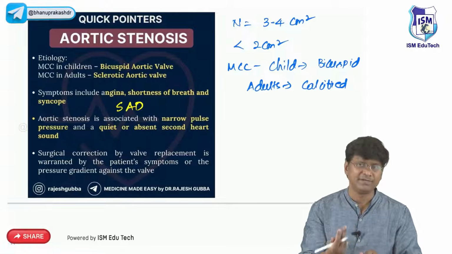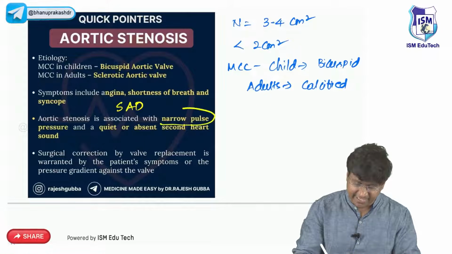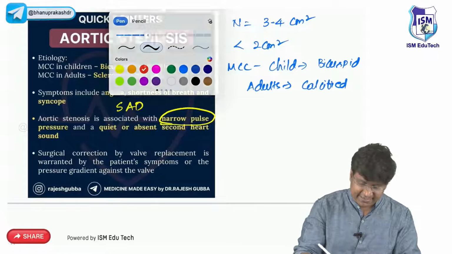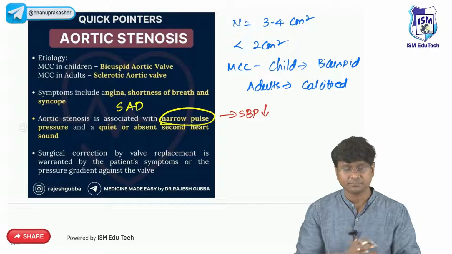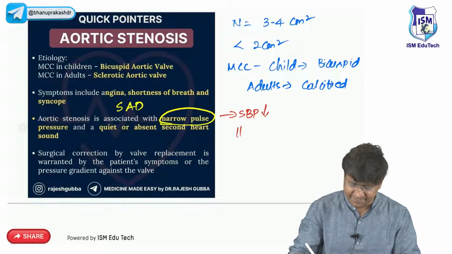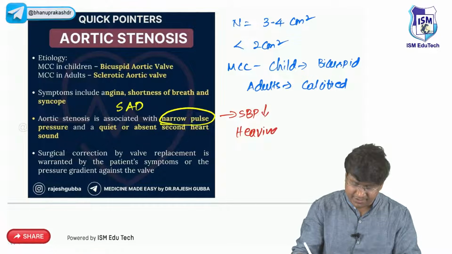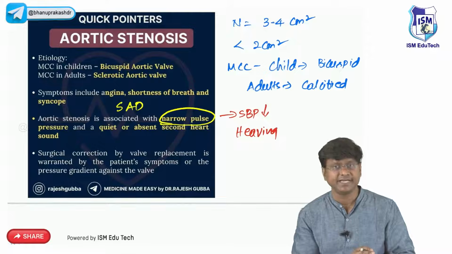Then what will be the examination finding? They will have narrow pulse pressure. Why is it that they will have narrow pulse pressure? Because systolic blood pressure will be reduced. And what is the characteristic apical impulse? The characteristic apical impulse will be the heaving type of apical impulse.